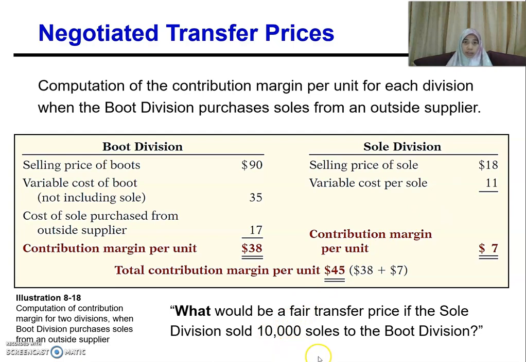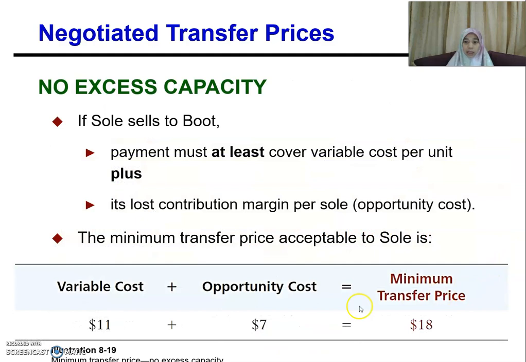So I have to let go of those 10,000 units. For one unit, I'm going to lose the contribution of 7 ringgit. If I sacrifice selling one unit to the outside, I'm going to lose 7 ringgit. What if I cannot sell 10,000 units to the outsiders? I'm going to lose 10,000 units times 7, or per unit, I'm going to lose 7 ringgit.